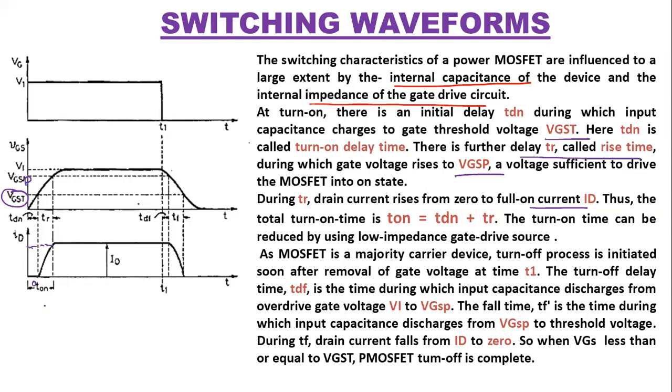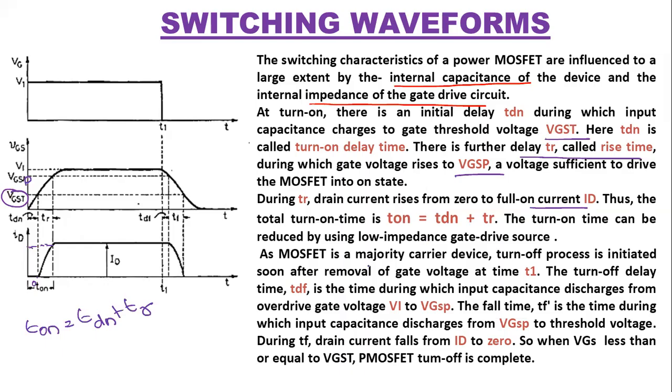So what will be Ton? Ton will be TDN plus TR, that is the turn on delay plus the rise time. So the switch is on. The turn on time can be reduced by using low impedance gate drive circuits, gate drive sources.